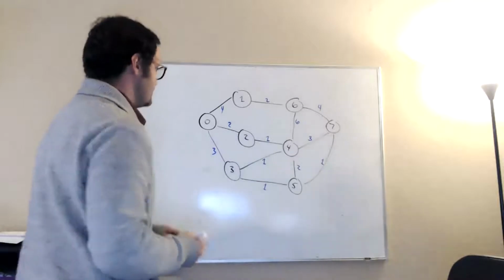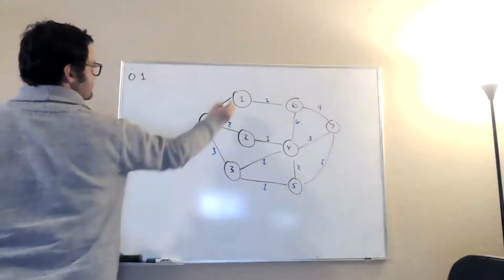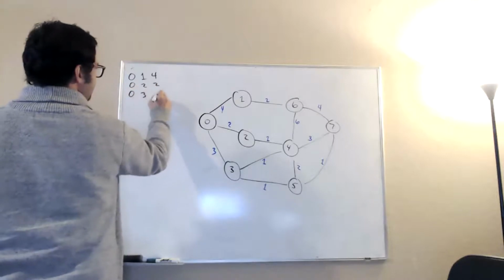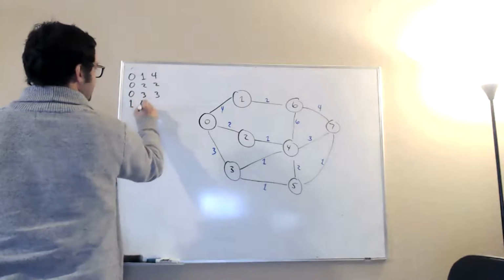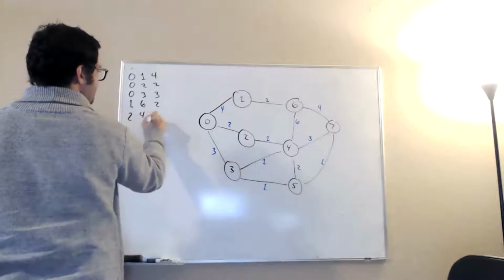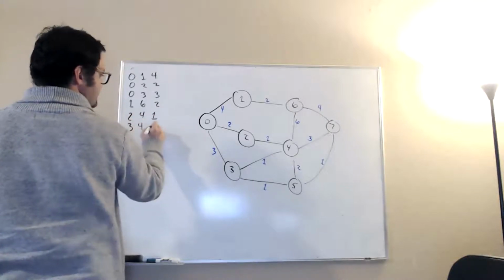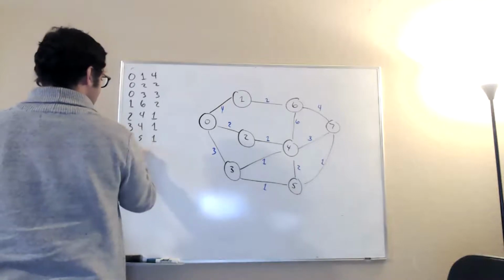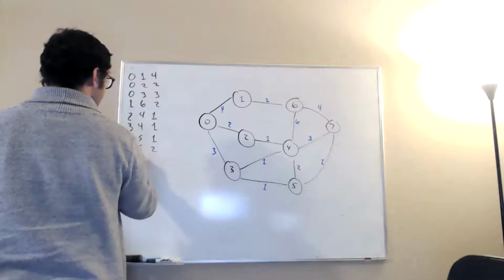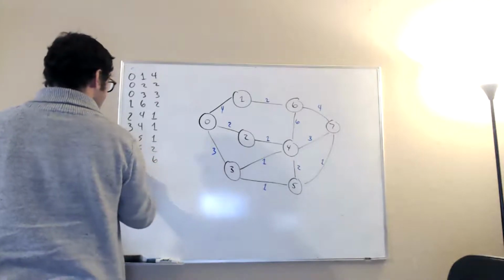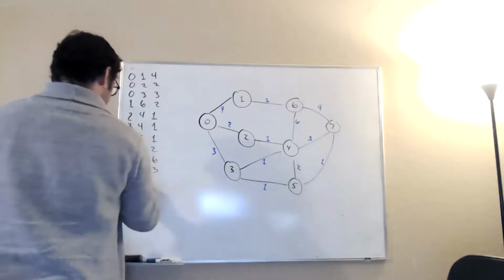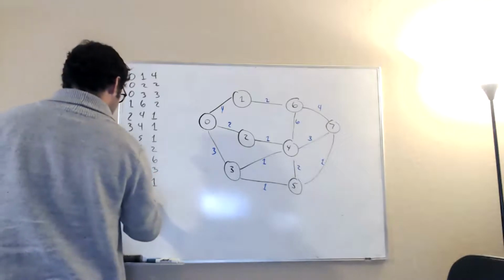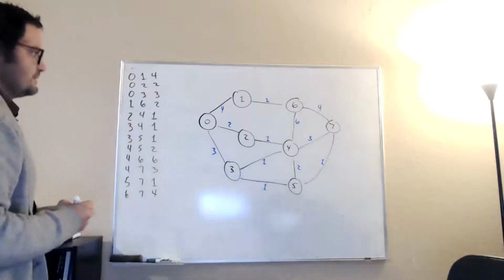So what does the edge list look like for this graph? So 0 to 1 with weight 4, 0 to 2 with weight 2, 0 to 3 with weight 3, 1 to 6 with weight 2, 2 to 4 with weight 1, 3 to 4 with weight 1, 3 to 5 with weight 1, 4 to 5 with weight 2, 4 to 6 with weight 6, 4 to 7 with weight 3, and then 5 to 7 with weight 1, and 6 to 7 with weight 4. I think that's all of them.